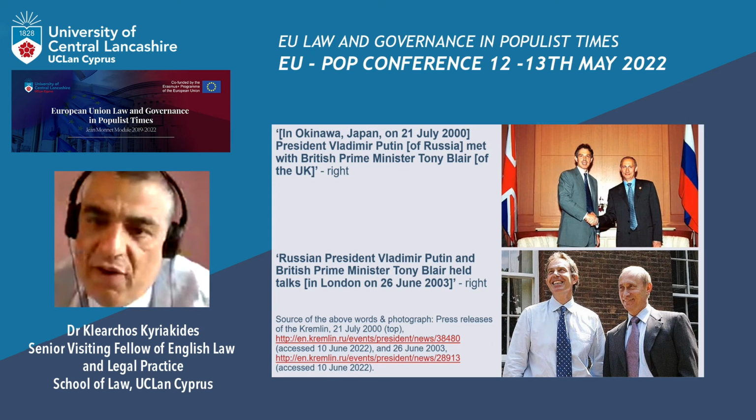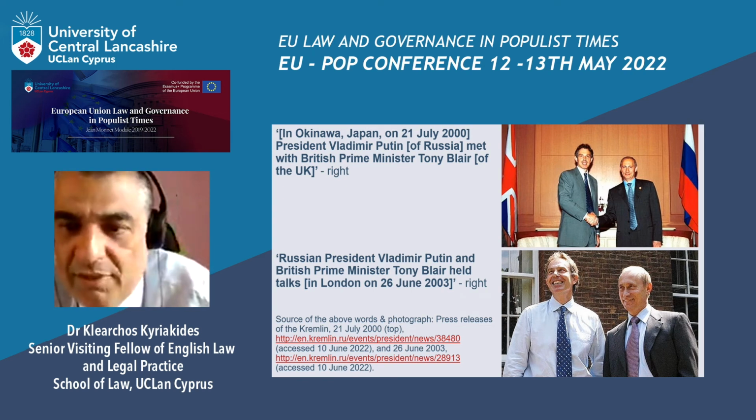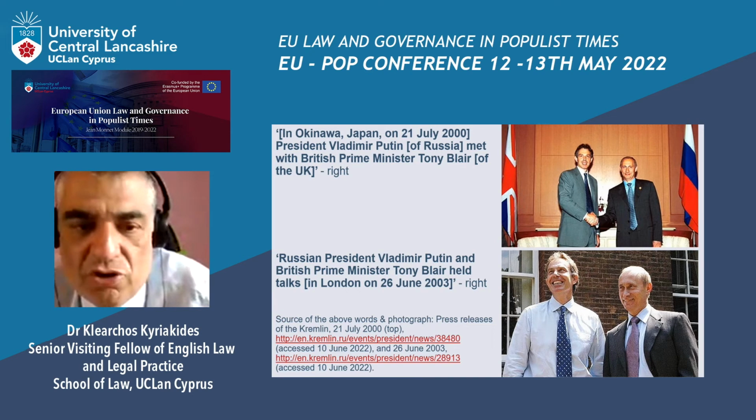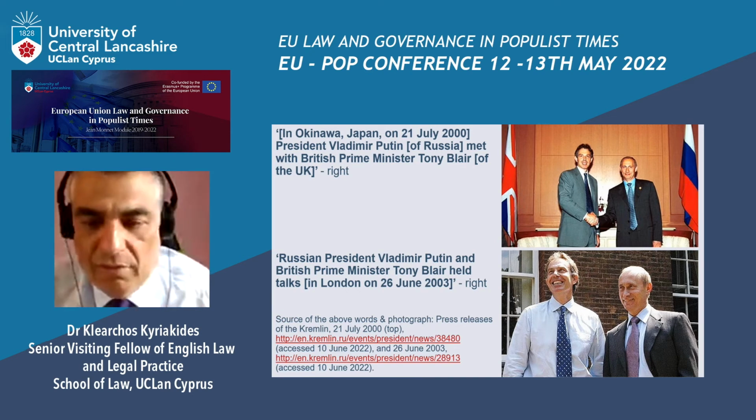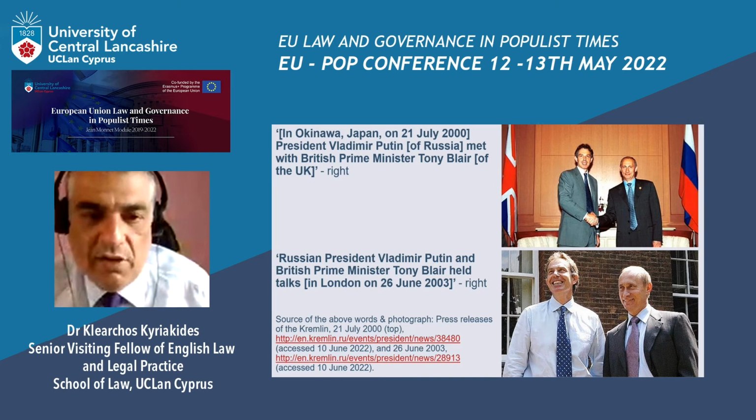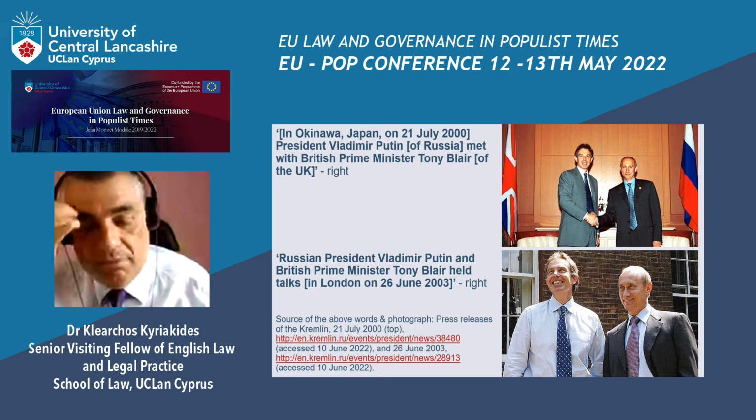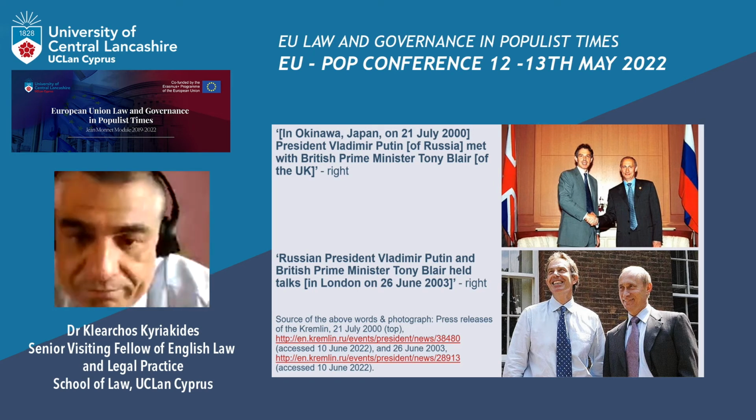He was in office. And so what you see in these photographs is a pretty reasonable relationship between Russia and the United Kingdom. I mean, this is to the good. We want good bilateral relations across the world, and we want peace and prosperity to prevail.